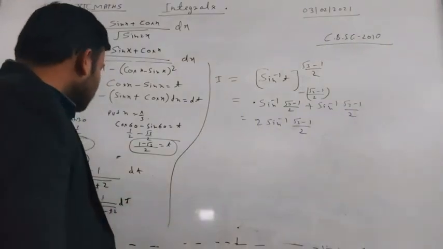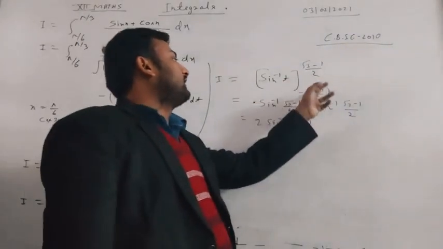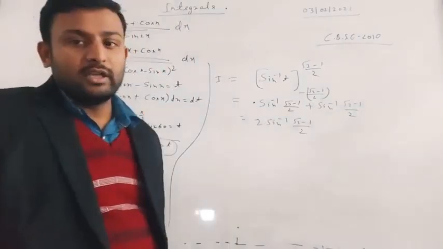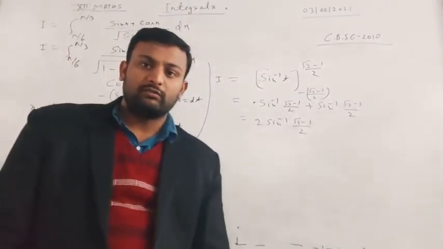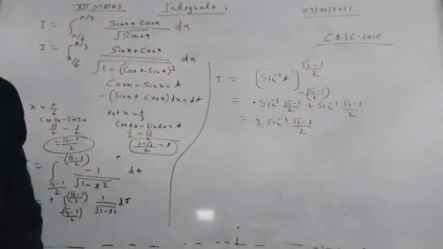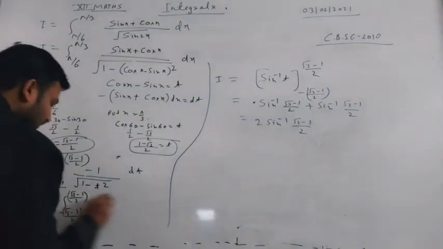And the integration of this is sin inverse t, and the limit is this. So we can write 2 times straight. So our result will be 2 sin inverse of root 3 minus 1 by 2. I hope you understand. Okay students, now we take another question.